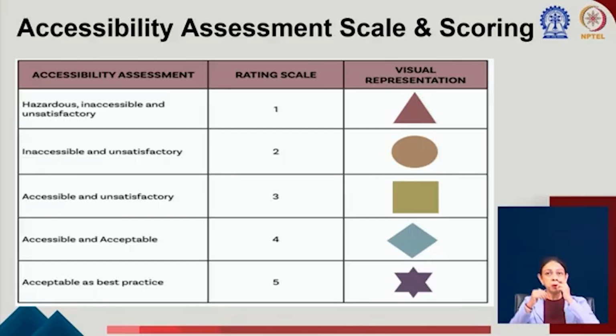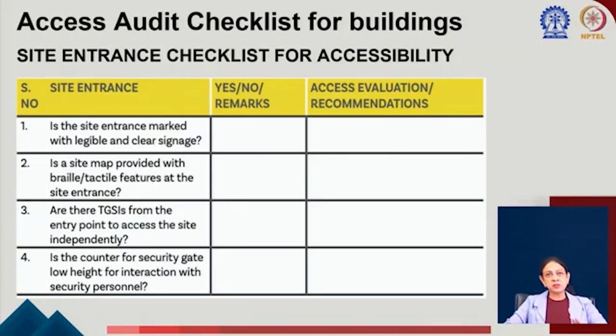So this is how you do the entire auditing. Now we will just go through the checklist, because it will otherwise be very boring if I just start reading it out. So this is the site entrance. I will just explain one or two items. Say, is the site entrance marked with legible and clear signage? Yes or no, and you can give remarks. That is the rating. Is the site map provided with braille tactile features?